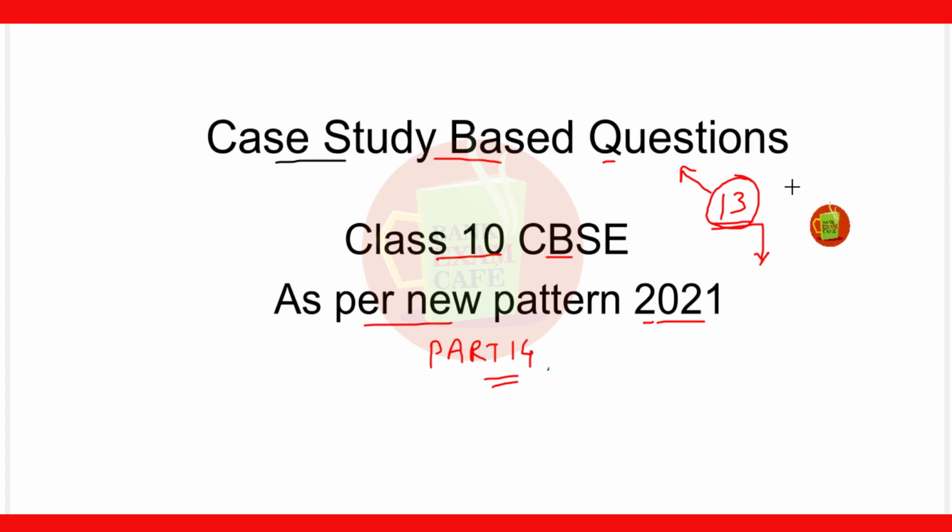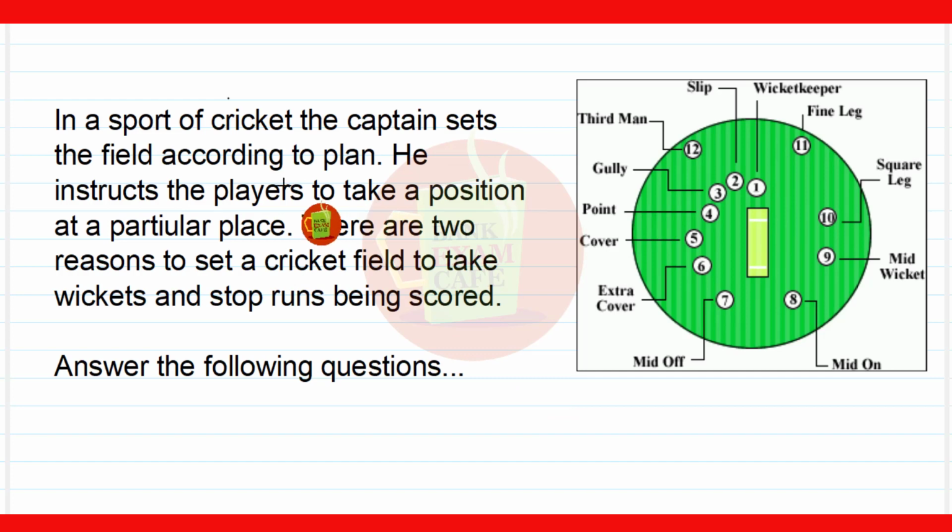Now let us move to the question. So here is the question on the screen. In the sports of cricket, the captain sets the field according to plan. He instructs the players to take a position at a particular place. There are 2 reasons to set a cricket field: to take wickets and stop runs being scored.